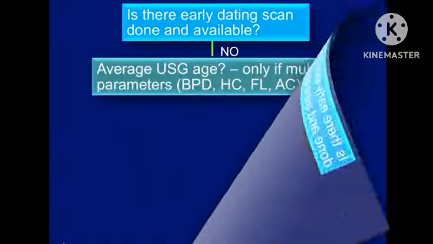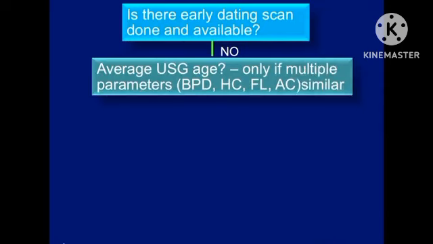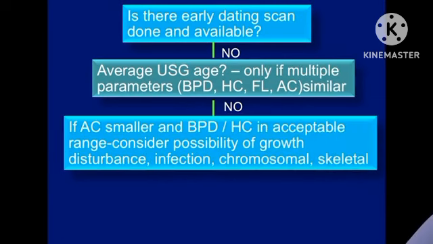If it is not there, then what should I do? Should I average the ultrasound age? I should look at the parameters. If all the parameters are similar, then I will average the ultrasound age. If they are not similar and are different, I will look at the different parameters.